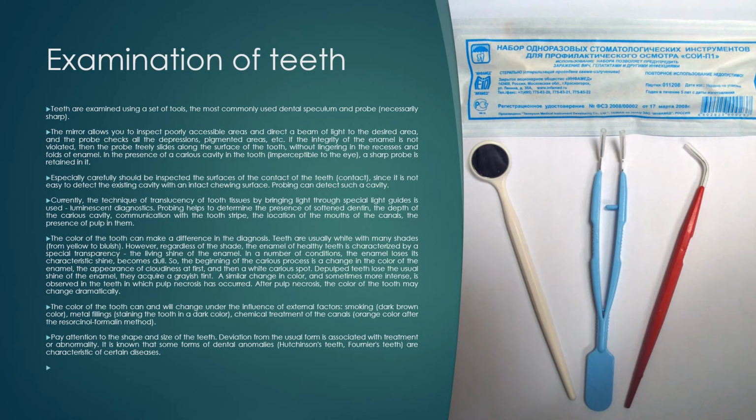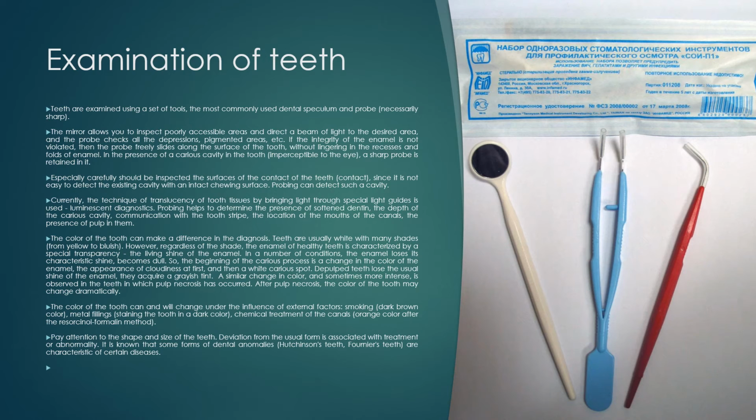In a number of conditions, the enamel loses its shine and becomes dull. So the beginning of the carious process is a change of the color of the enamel, the appearance of cloudiness at first and then a white carious spot. The pulpless teeth lose the usual shine and acquire a grayish tint. The color of the tooth can and will change under the influence of external factors like smoking, chemical treatment, or other painting means like strong tea or coffee.